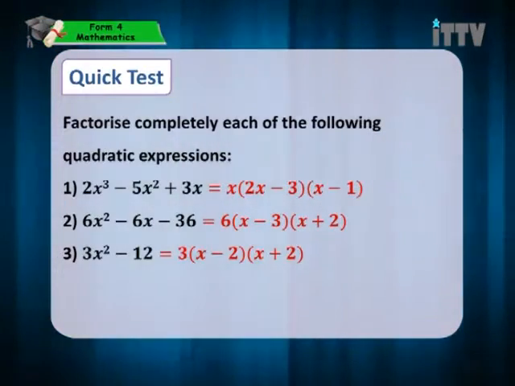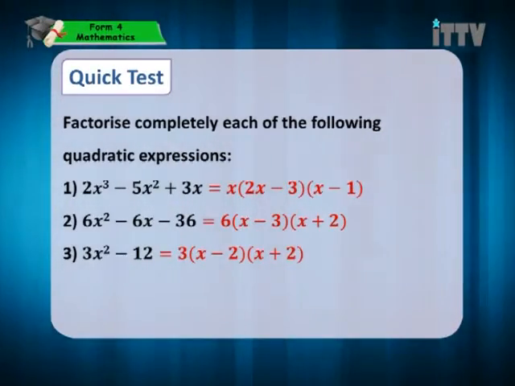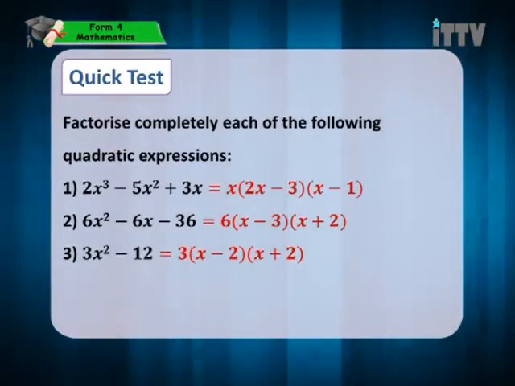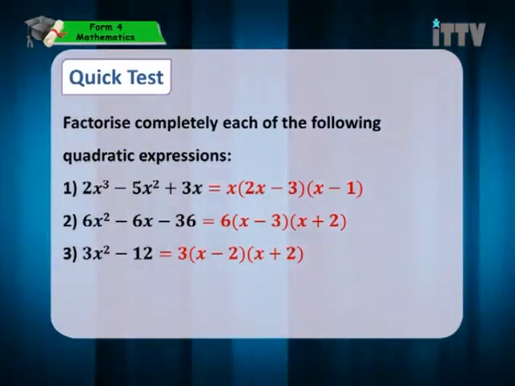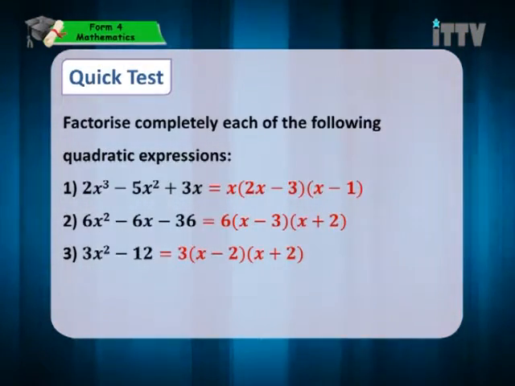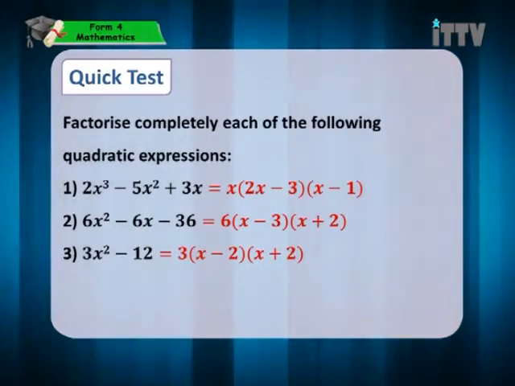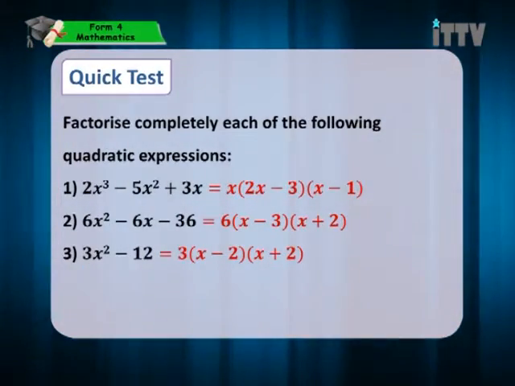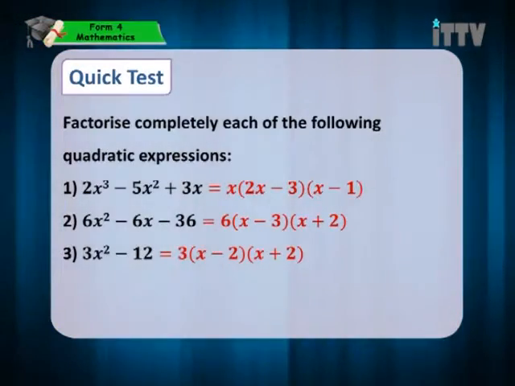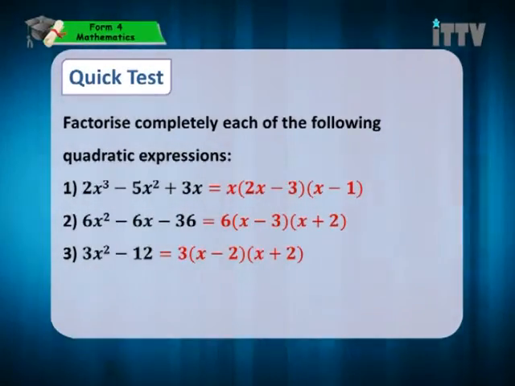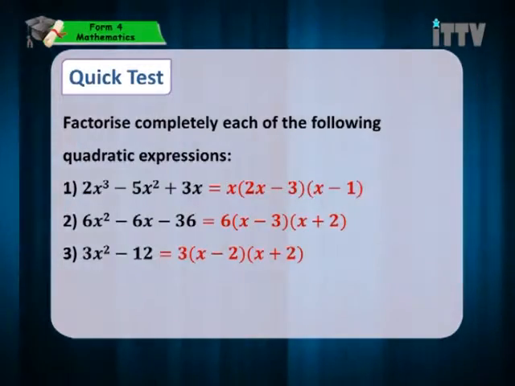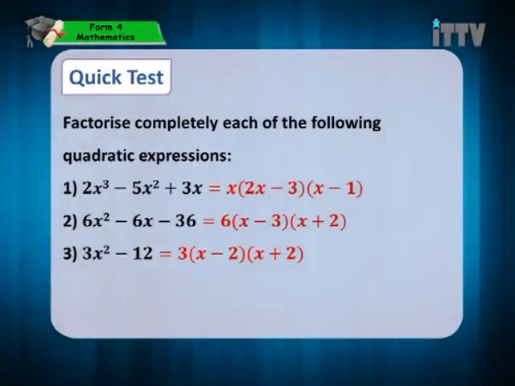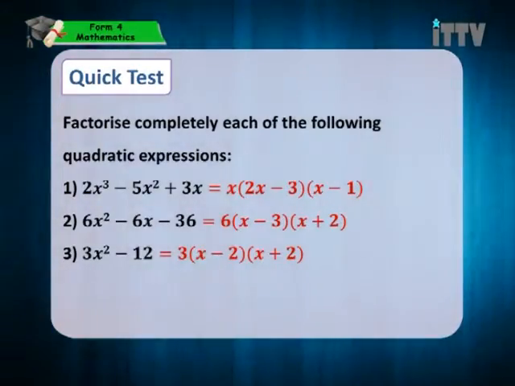Alright guys, I'm sure you have your answers with you. Come, let's do it together, and compare your answers with mine. For the first question, after factorizing completely, you should get x, 2x minus 3 and x minus 1. For 2, you should get factor 6, x minus 3 and x plus 2. And for 3, your factors are 3, x minus 2, x plus 2.